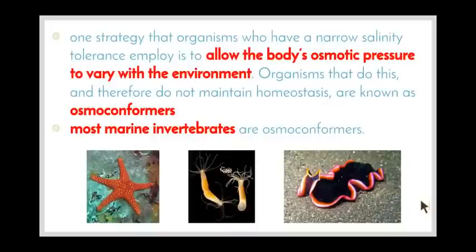So one strategy that organisms who have a narrow salinity tolerance employ is that they are able to have the body's osmotic pressure vary with the environment. So organisms that do this and therefore do not maintain homeostasis are known as osmoconformers. So as the level of salt increases, the salt concentration inside their cells also increases. So they're conforming to their environment. So most marine invertebrates are osmoconformers, so simple organisms are able to change their salt level, as it doesn't really impact on a lot of the other body systems.